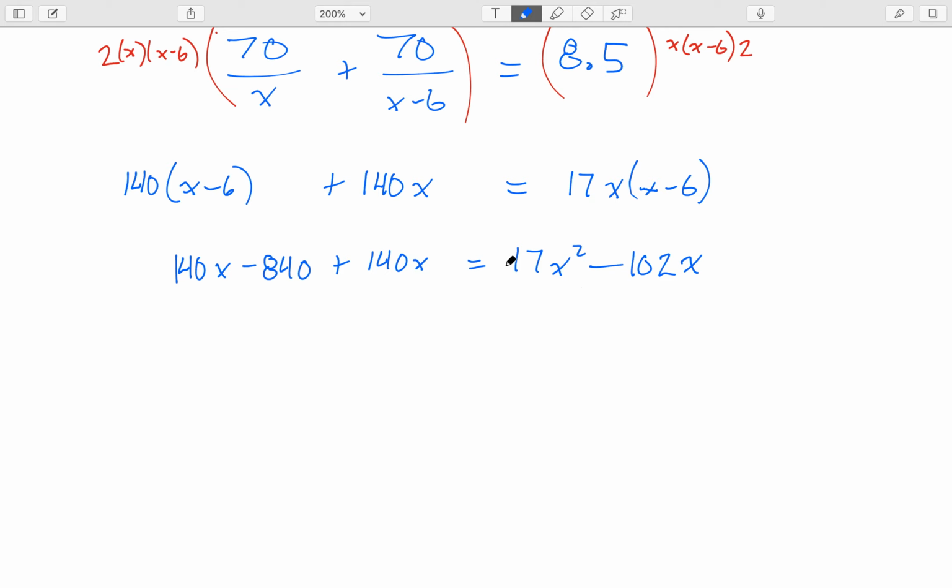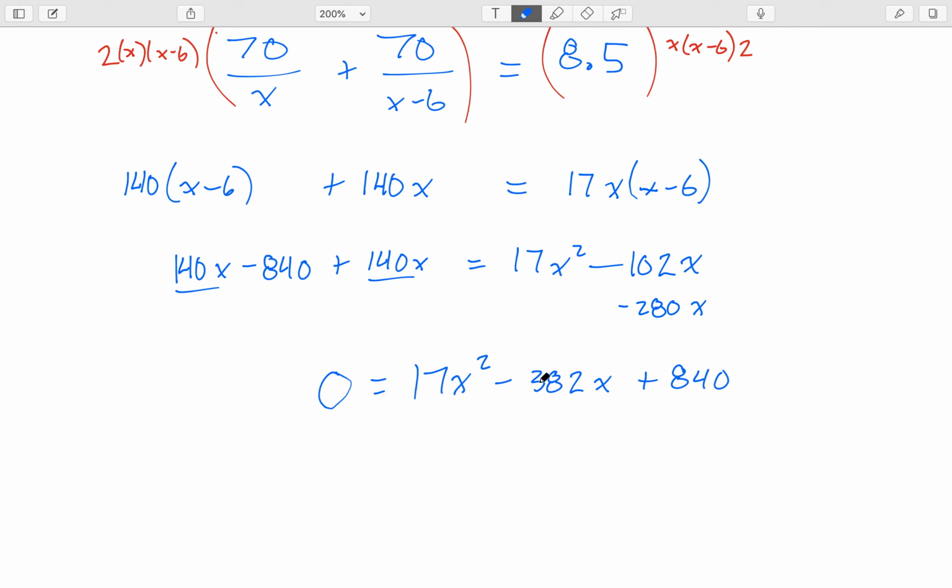It's a quadratic equation. I need to make this thing equal to 0. I'm not going to move this over because it becomes minus 17. So let's keep it on the right-hand side. However, 140 is 280. I'm going to subtract off 280x. Yikes. So I've got 17x squared minus 382x. Yikes. Minus 840. So plus 840 is equal to 0. Yikes. That is a big number.